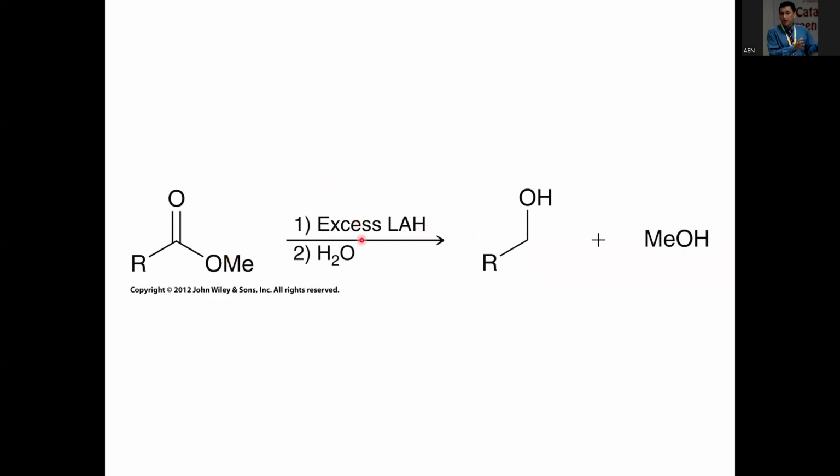Reduction of ester with excess LAH will take you to a primary alcohol and methanol. So here we will have a cleavage. Let me get a color. Okay. So you will cleave here. This one will form a primary alcohol, which is right here, and the methanol, which is the other side.